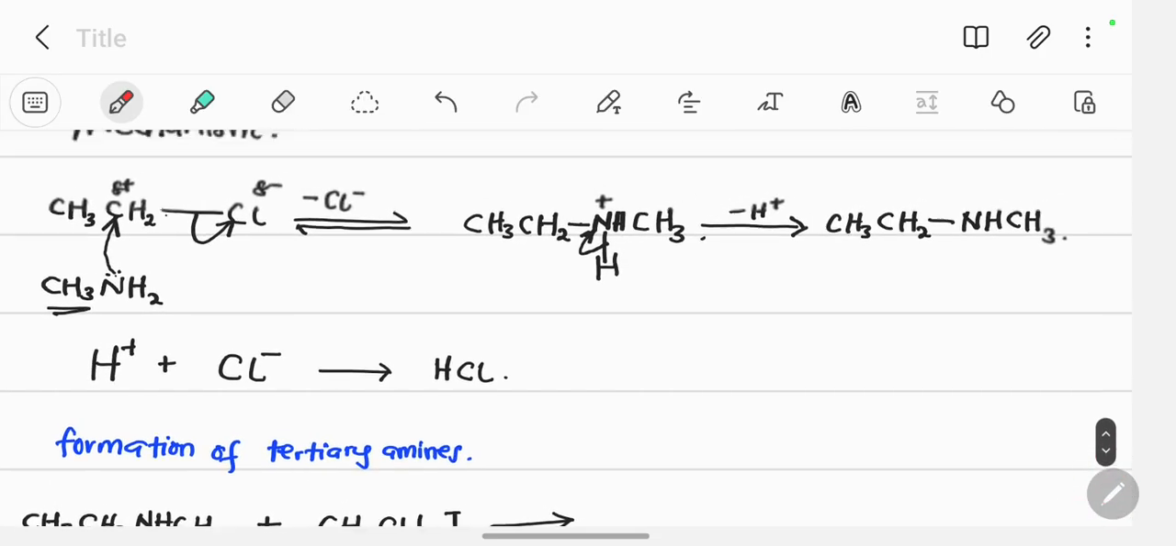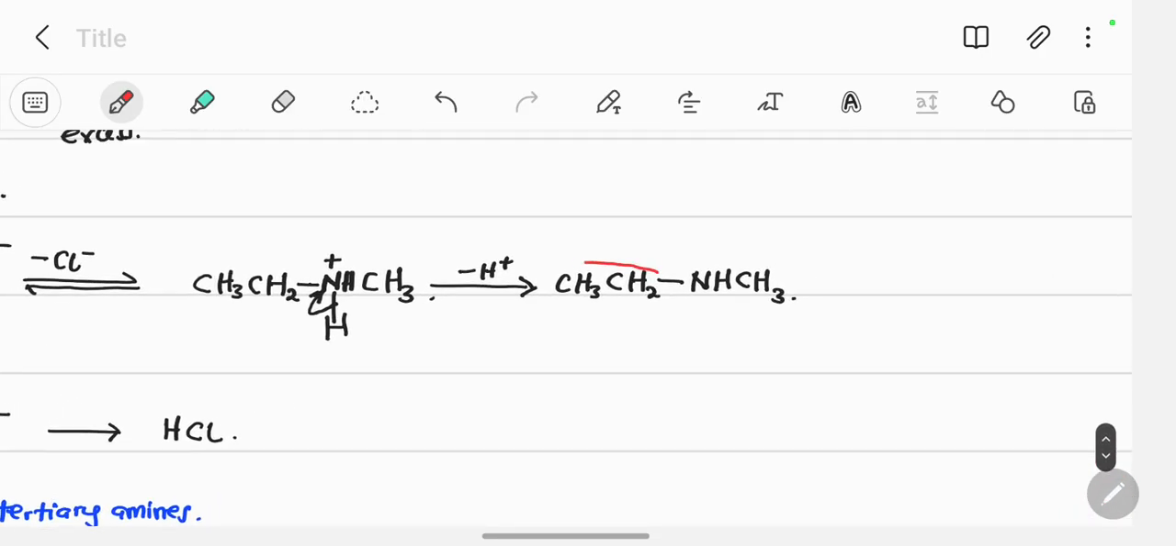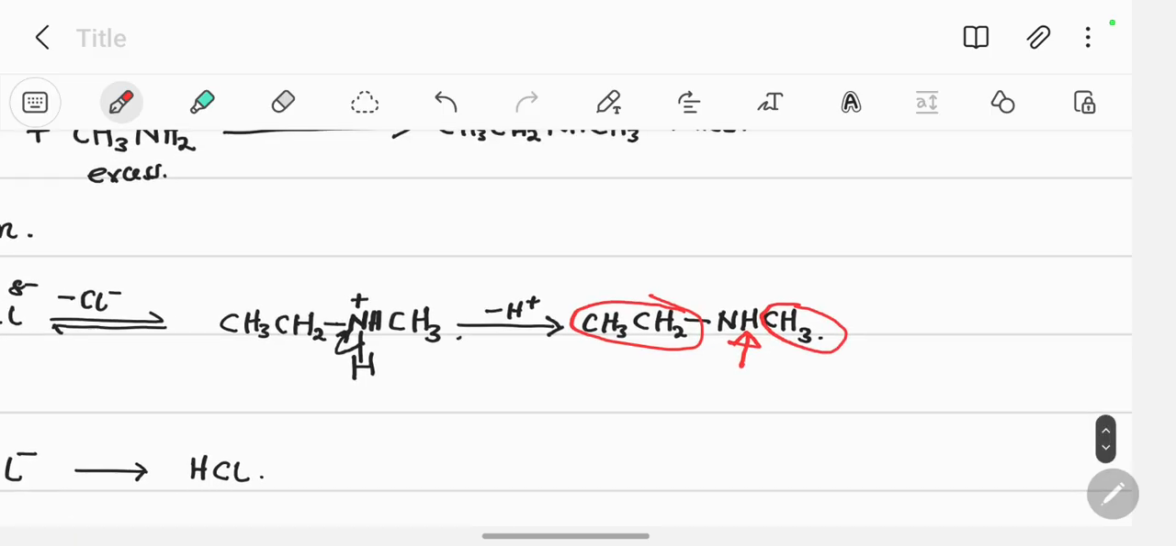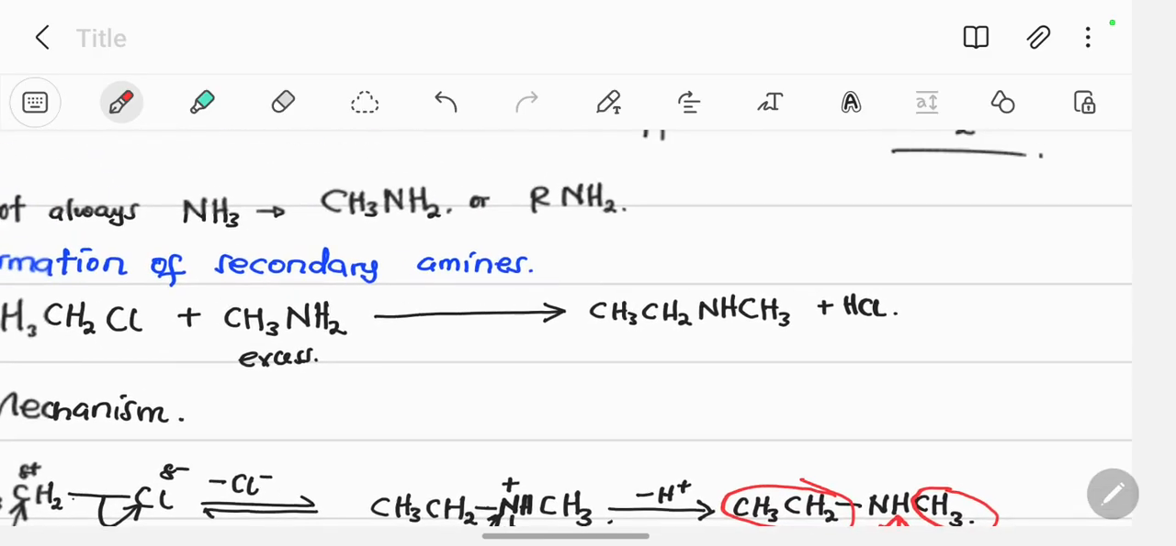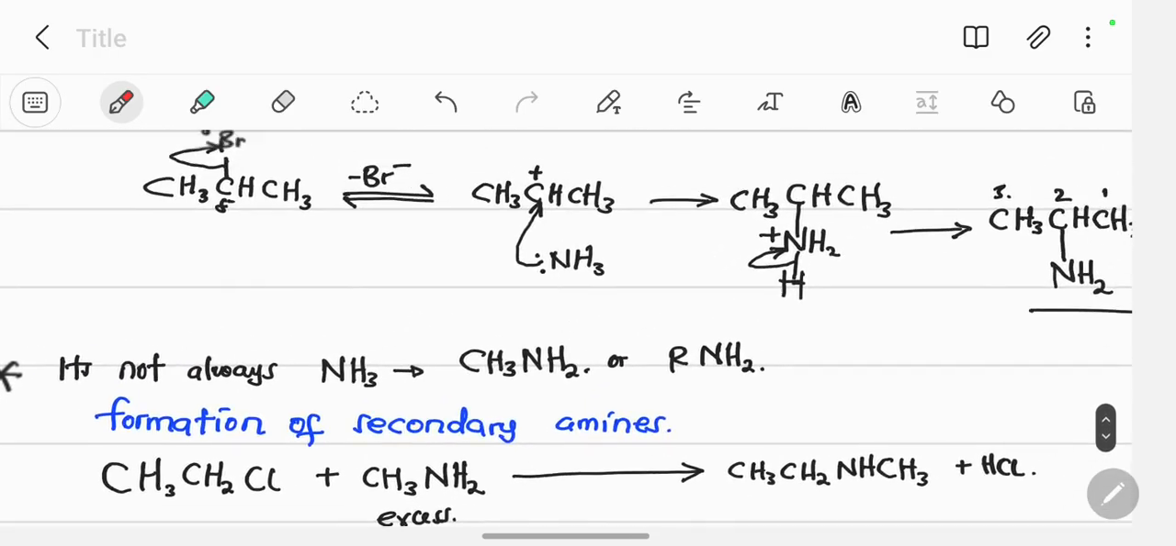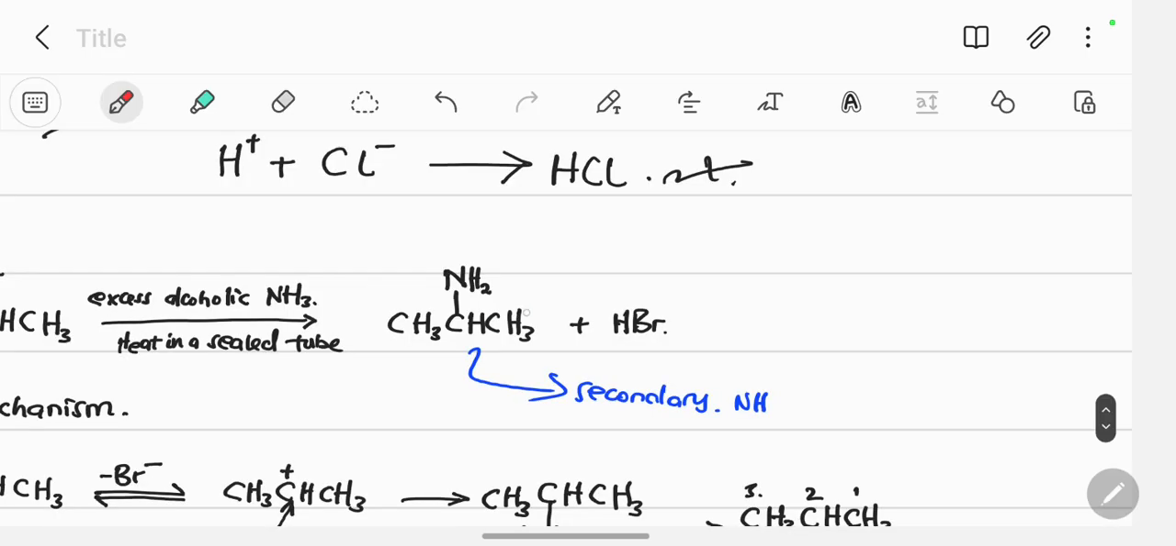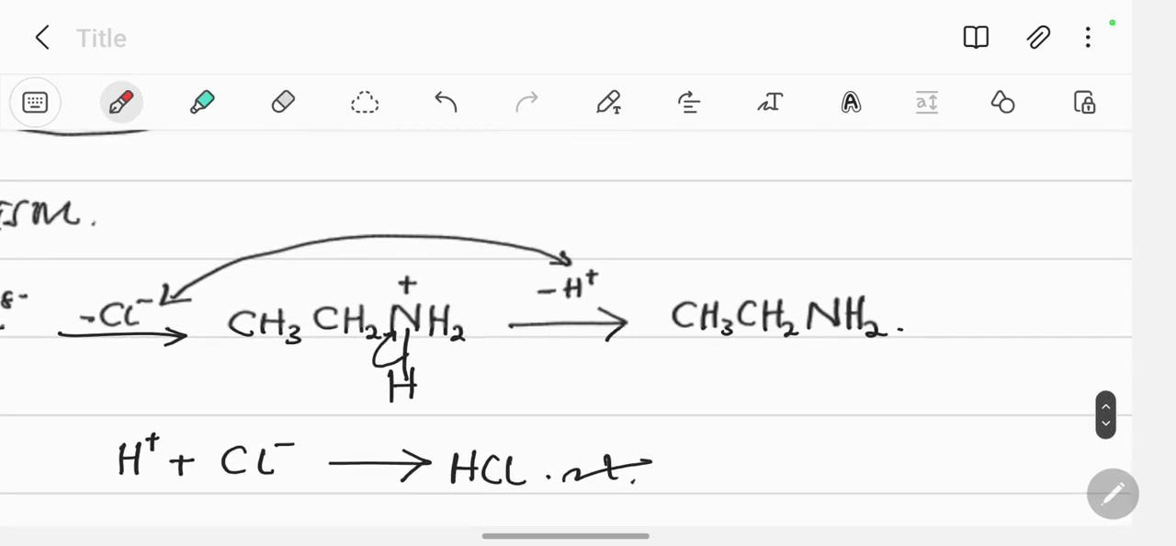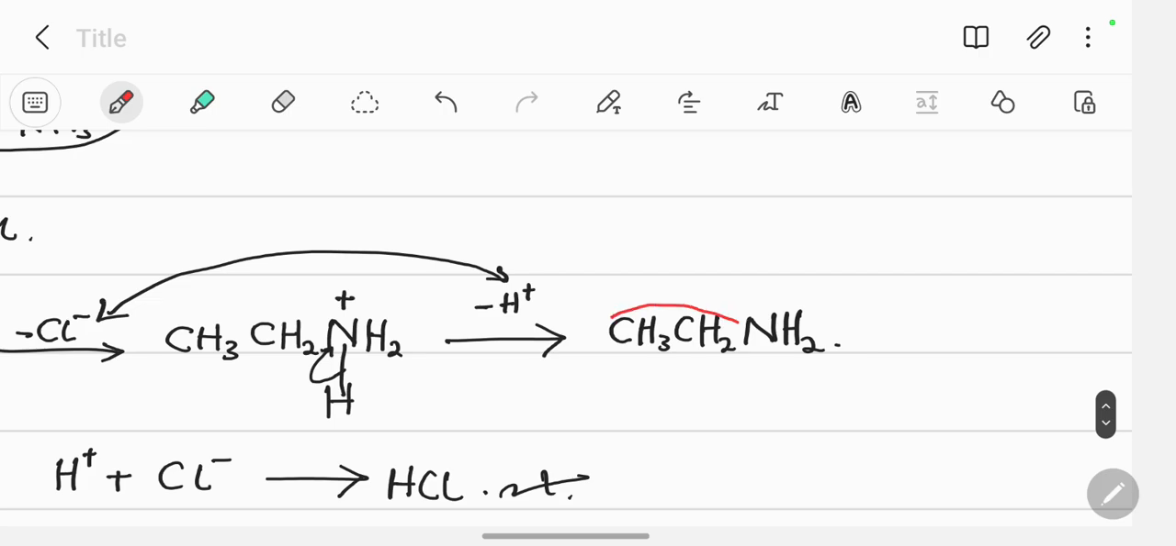Tertiary amines. And when you look at the secondary amine, it has only two alkyl groups, this one and this one. So instead of the third alkyl group, we have hydrogen there. So only two alkyl groups. Then for primary amines, we are only having one alkyl group attached to the nitrogen, and what is left is two hydrogens there. So that is it.